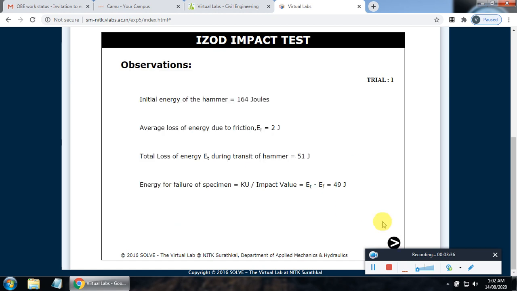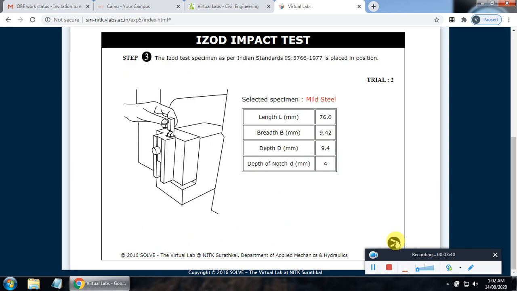Similarly, in this virtual lab, these are the results. We have trial 2 and trial 3. Finally we can take the average values for all these parameters and energies, and we could conduct the experiment in this way.